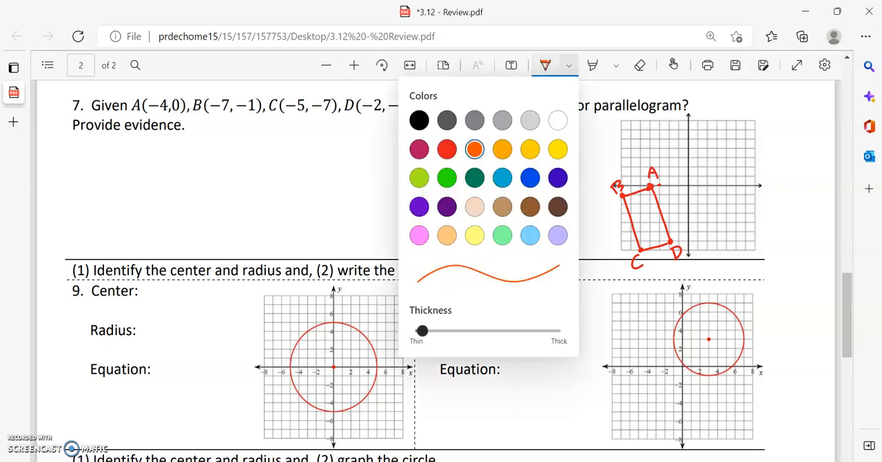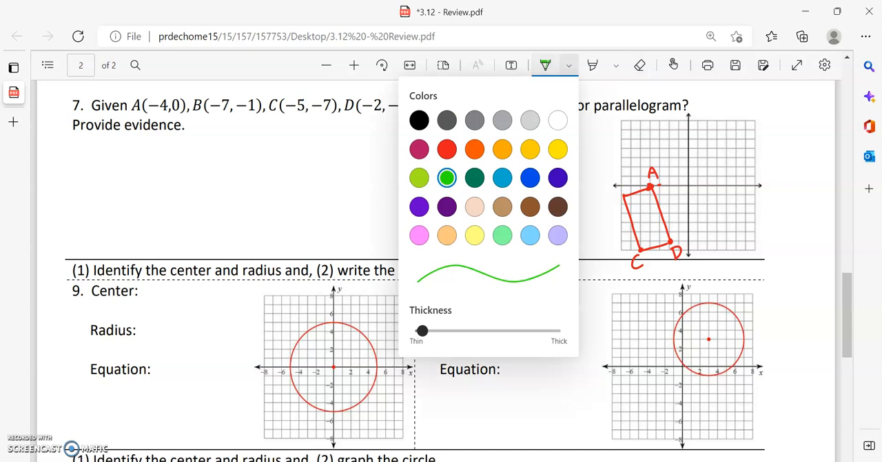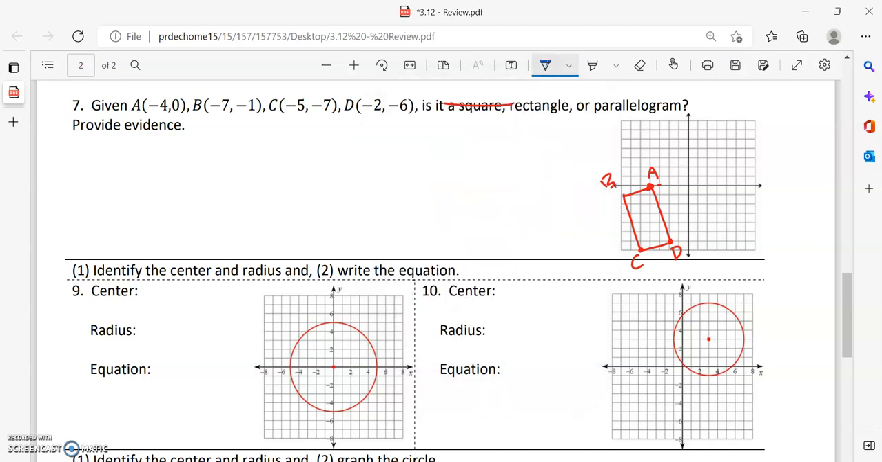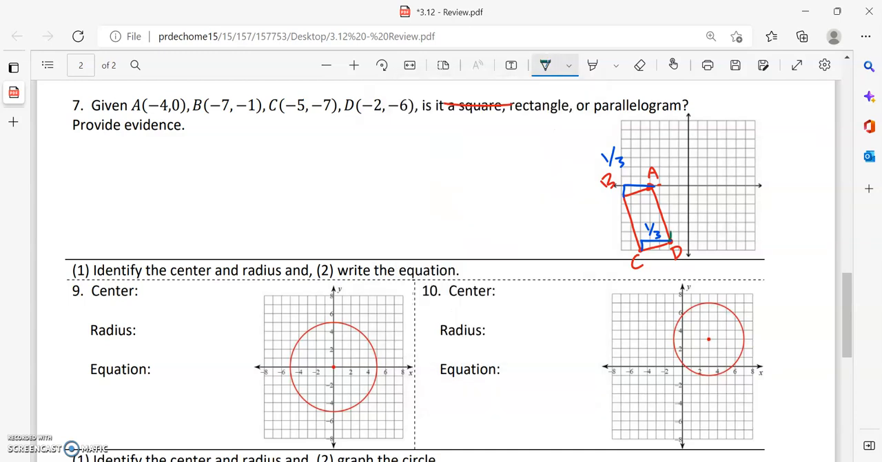Let's do some math to confirm that. So from B up to A, we rise up 1 and run 3. So that's a slope of 1/3. And from C to D, that matches. And then from A to D, I'll do this in a different color, do it in green. We rise up 1, 2, 3, 4, 5, 6, and run -2. And then from C to B, 1, 2, 3, 4, 5, 6, and run -2.